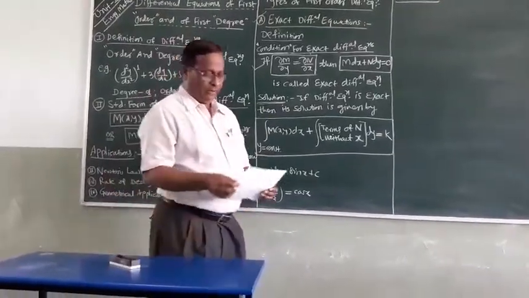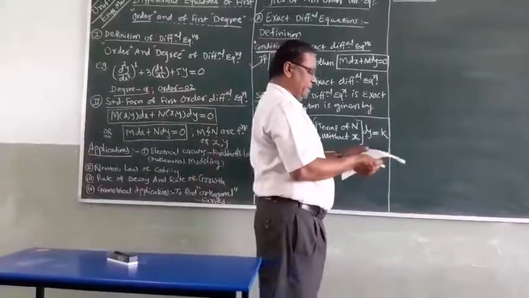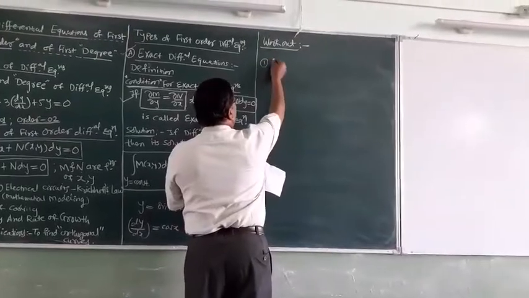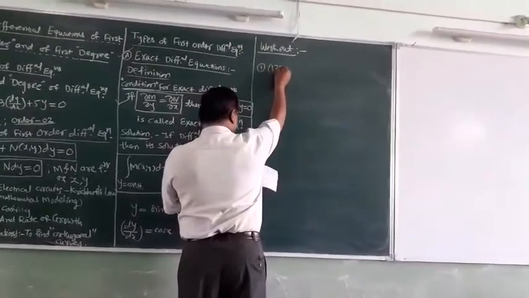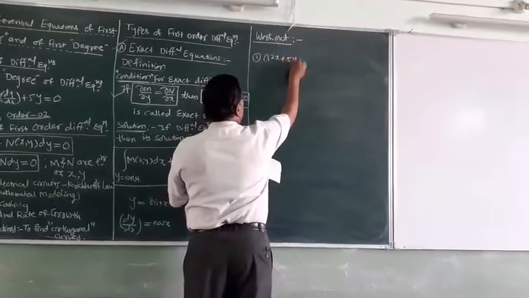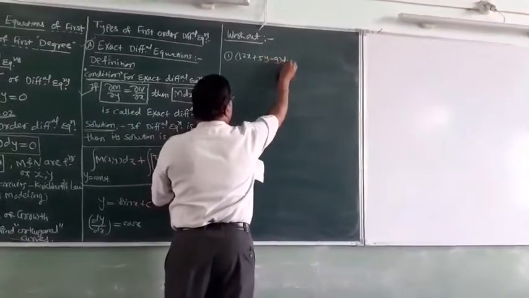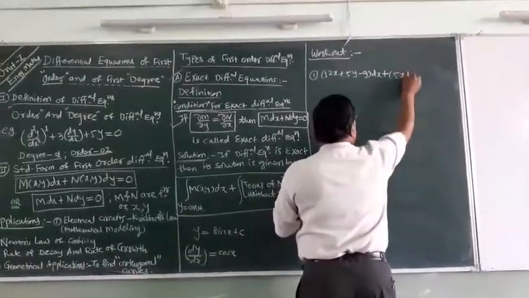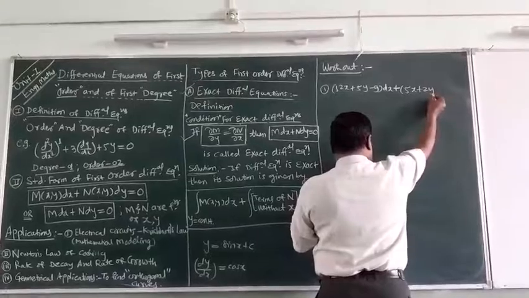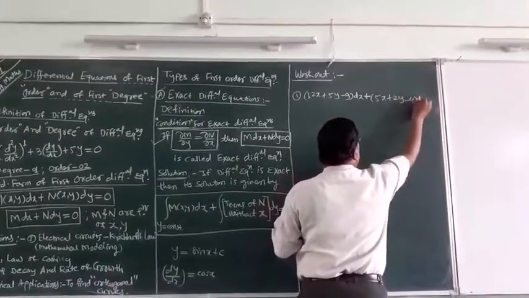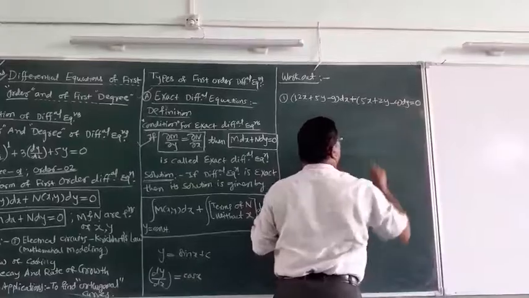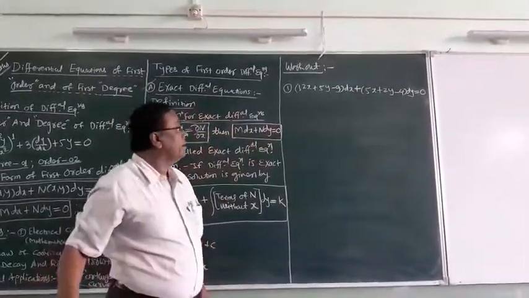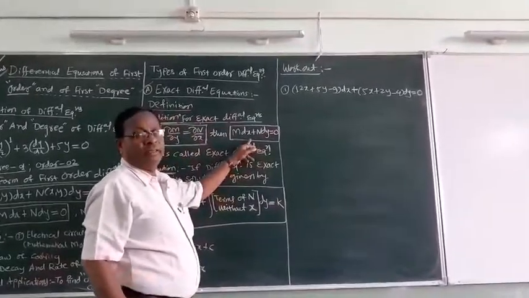So, I will write one differential equation in front of you. Number 1, it is like this: (12x + 5y - 9) dx + (5x + 2y - 4) dy equal to 0. Now, if you observe this differential equation, you will find that it is in this standard form.